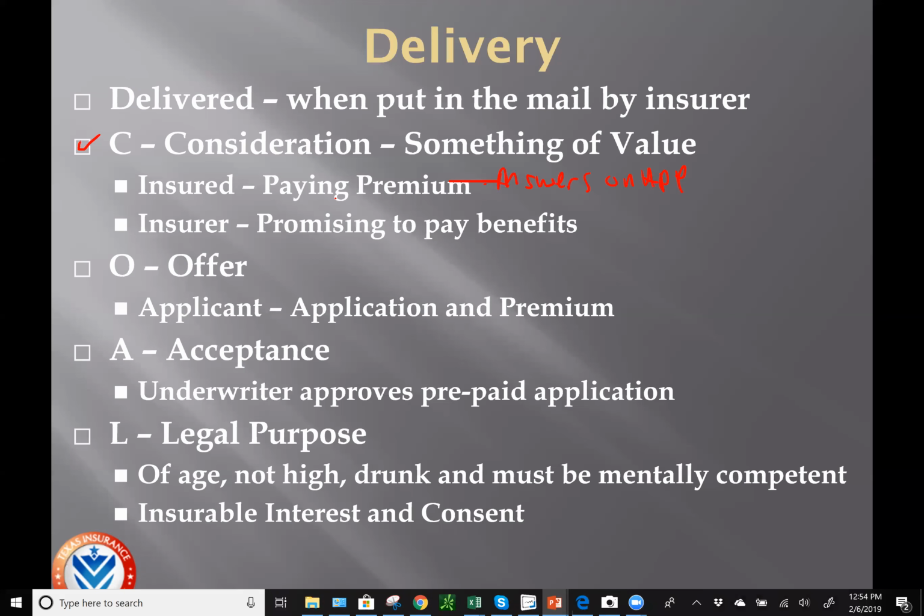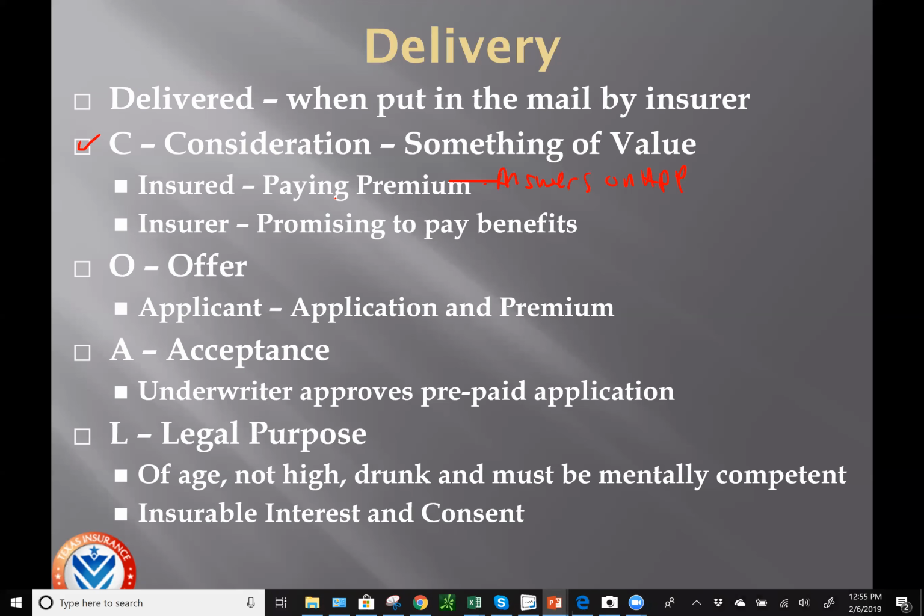Next, we have offer, and we're going to do offer and acceptance at the same time. The first offer is made by the applicant by completing the application and paying some premium, making an offer to the insurance company. Acceptance would occur when an underwriter would approve that prepaid application.